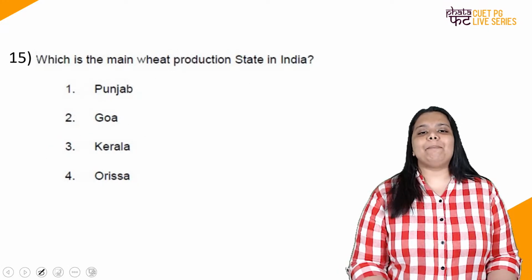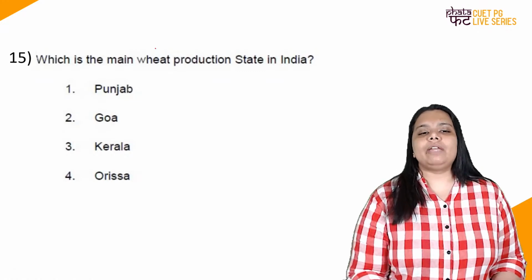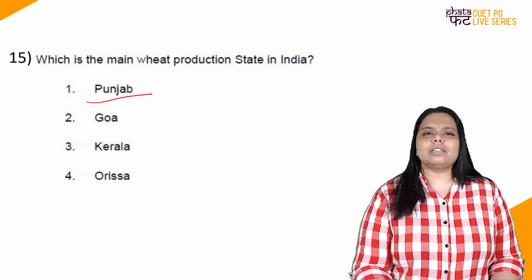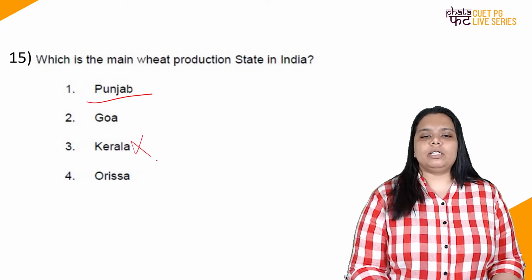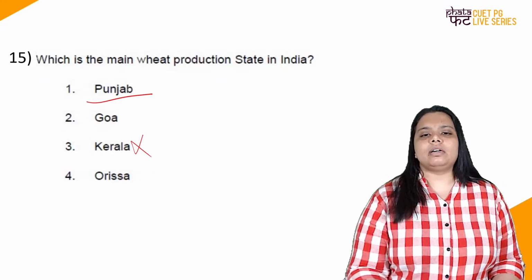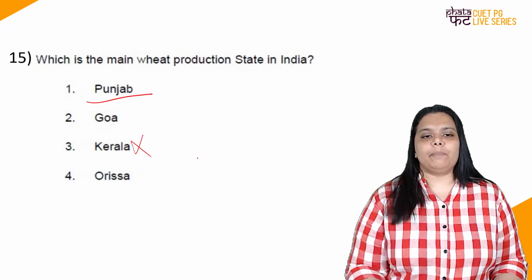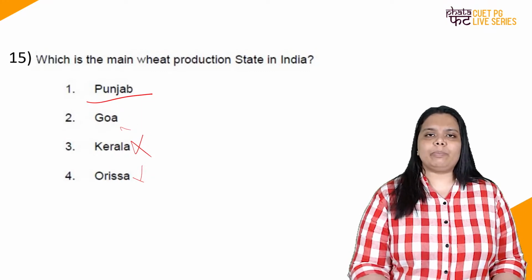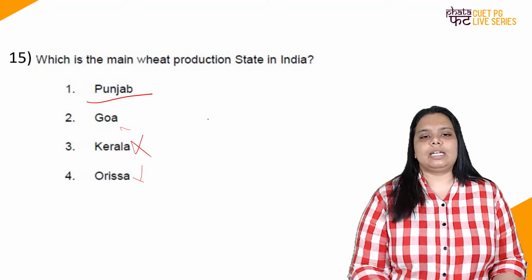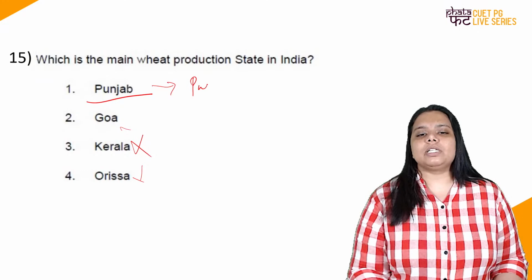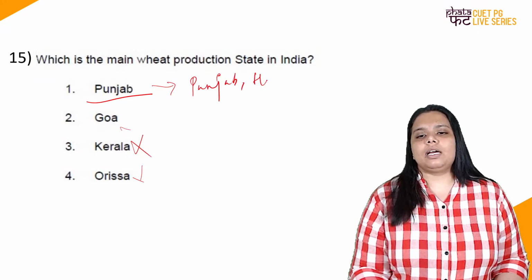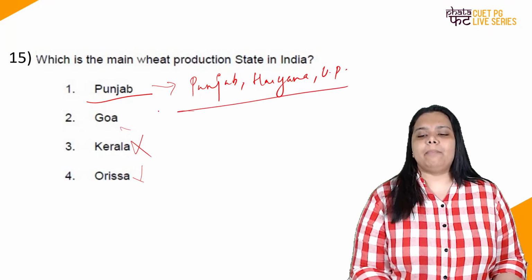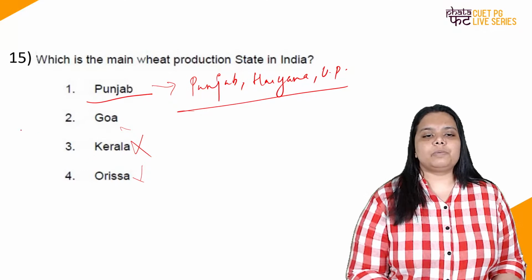Question number 15. Which is the main wheat production state in India? The main wheat production state in India is Punjab. We can look at the options itself and see that Kerala is not a wheat producing state, so we can avoid this. Most of the wheat producing states are located in the north. So from this we can eliminate Kerala, Goa as well as Orissa. In Orissa there is wheat production but it is not the main wheat producing state. The main wheat producing states are Punjab, Haryana and UP. This is the belt. So the answer is option 1, Punjab.